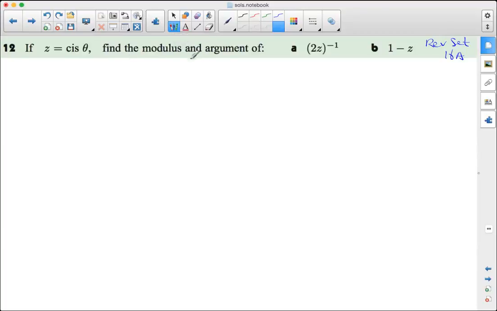Number 12 then of review set 16a. Find the modulus and argument of 2z to the power negative 1 if z is cis theta.